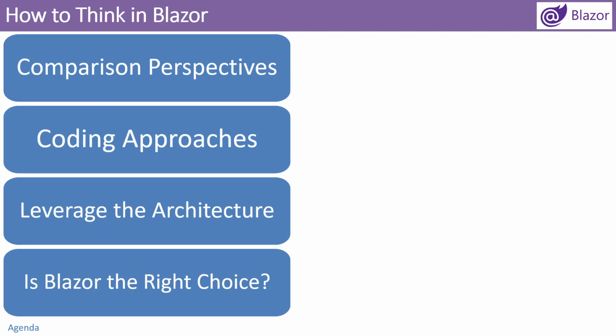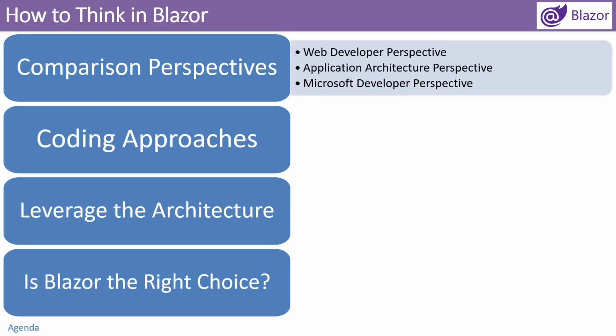So when it comes to how do you think in Blazor and the agenda for this talk, we're going to be looking at the comparison perspectives first. And there's three ways to look at Blazor when it comes to how you evaluate it. That's the web developer perspective, application architecture perspective, and the Microsoft developer perspective.